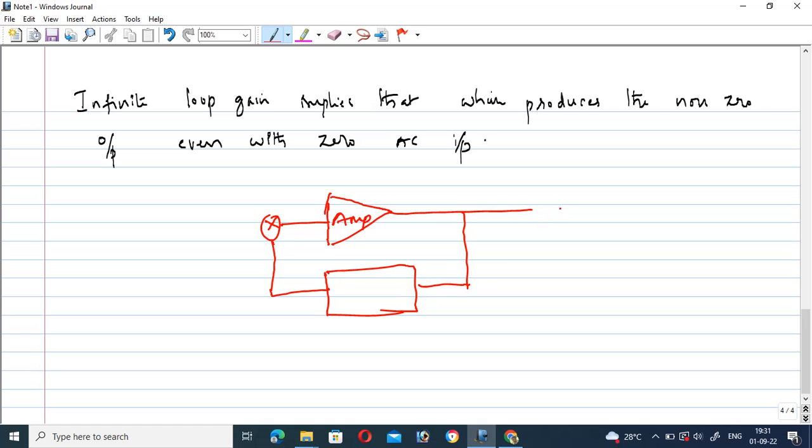I will call this V naught, that is equal to A into Vi. Generally I will consider Vi as the input for this one. Okay, so this is the positive feedback consideration. This is generally called a feedback network. As well as this output can be treated as VF, which is the feedback voltage.